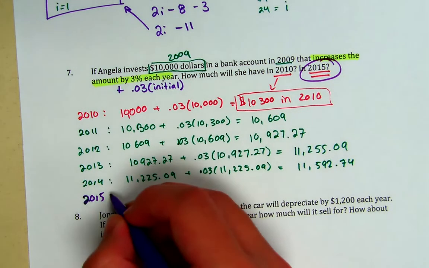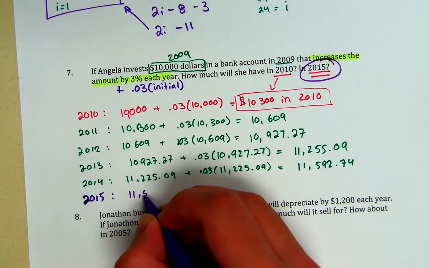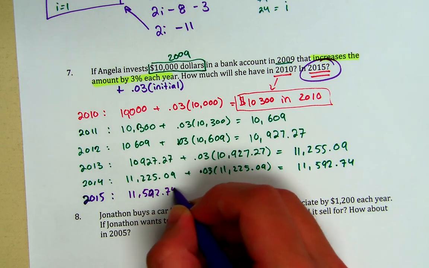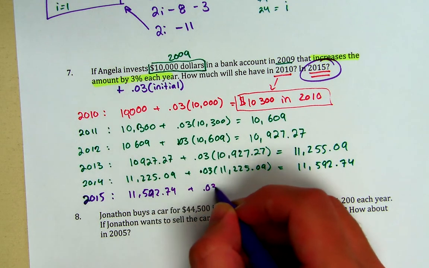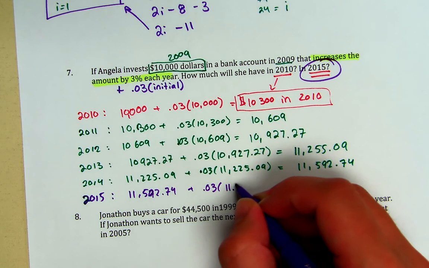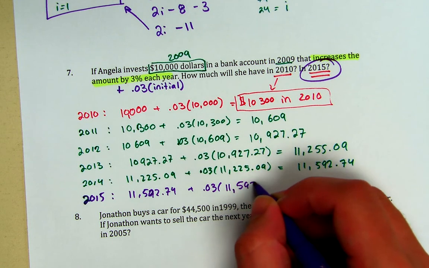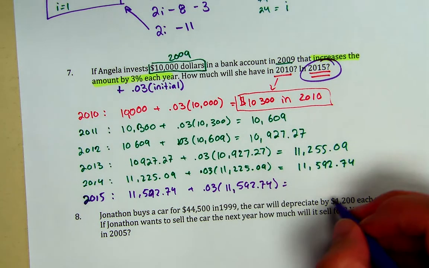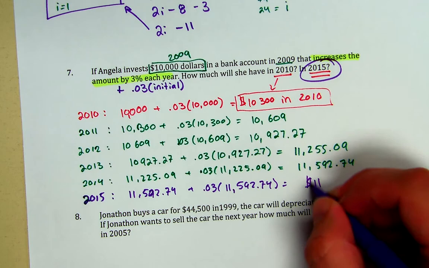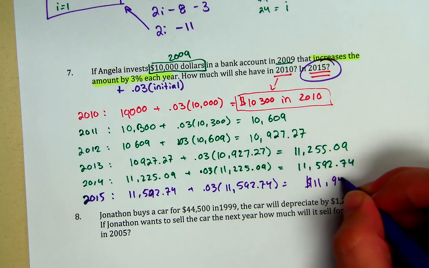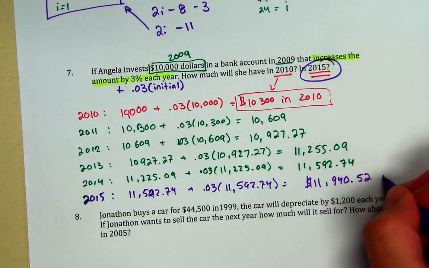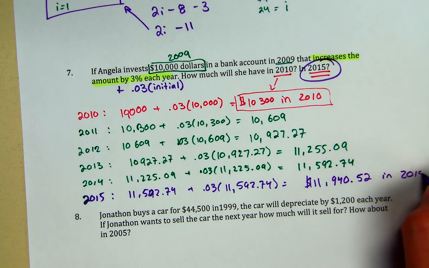That's our final year we need, so 11,592.74 plus 0.03 times 11,592.74, and we get $11,940.52 in 2015.